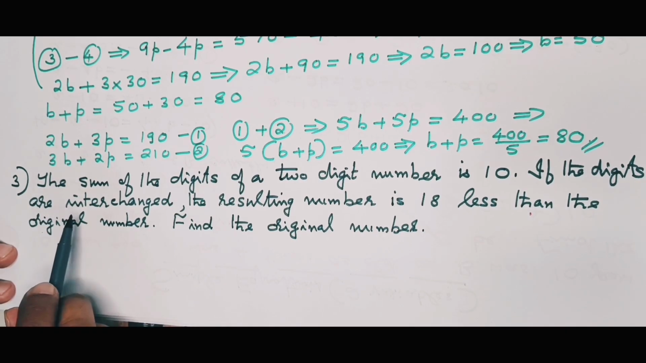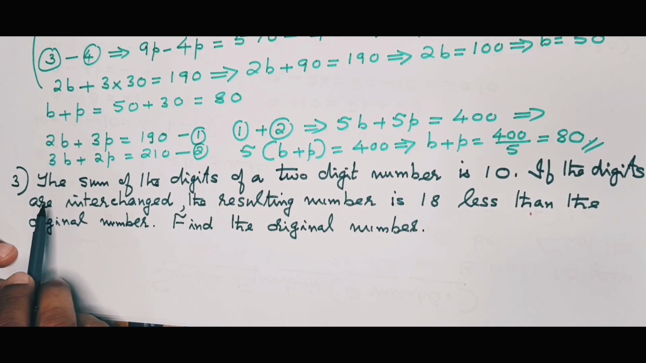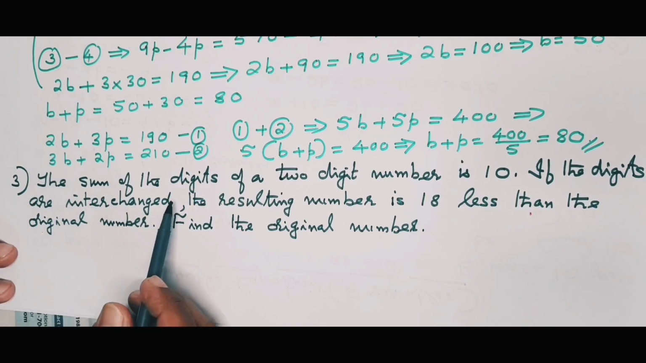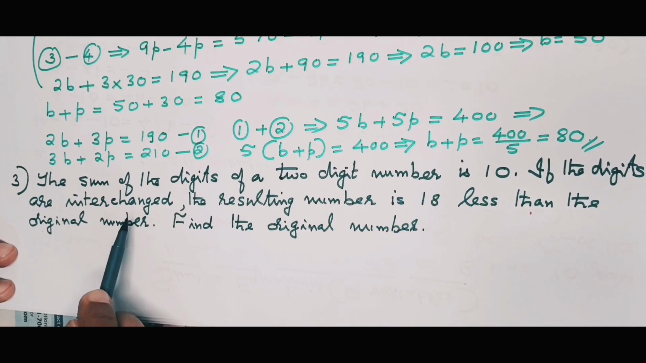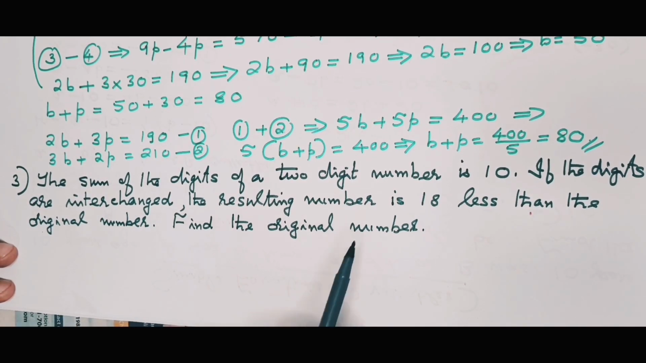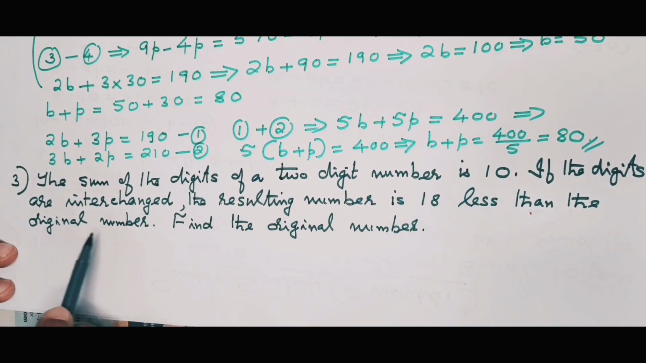The third question is about a two-digit number. The question is this. The sum of the digits of a two-digit number is 10. If the digits are interchanged, the resulting number is 18 less than the original number. Find the original number.